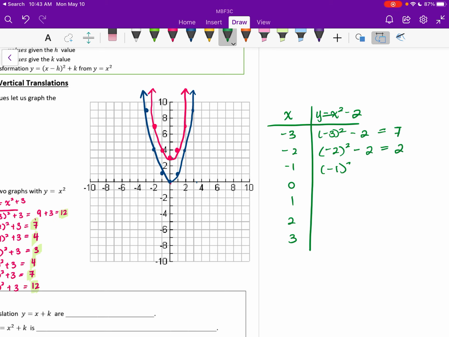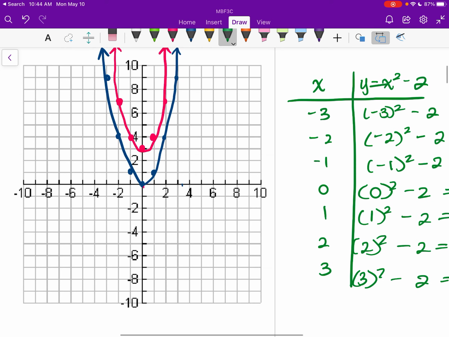-2 squared minus 2. So -2 squared is 4, minus 2 is going to give me 2, right? And then we have -1 squared minus 2. -1 squared is just positive 1. Minus 2, so 1 minus 2 is going to give me -1. So then 0 squared minus 2 is 0 minus 2, which is -2. And then we're just going to do the same thing. 1 squared is 1, minus 2 is -1. 2 squared is 4, minus 2 is going to give me 2. And then 3 squared is 9, minus 2 is going to give me 7.